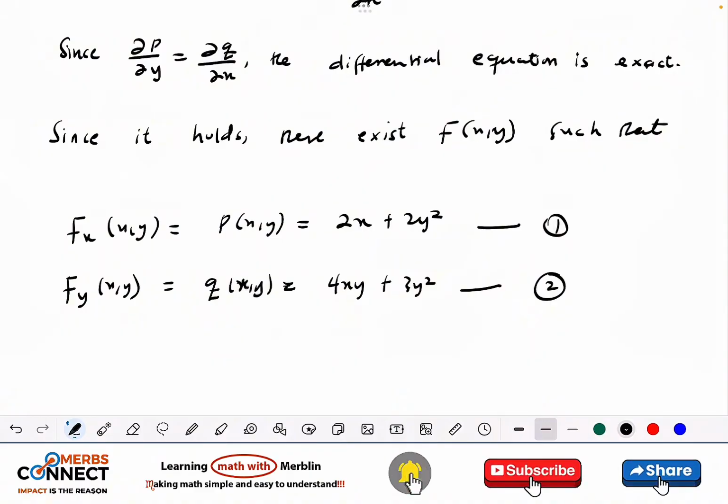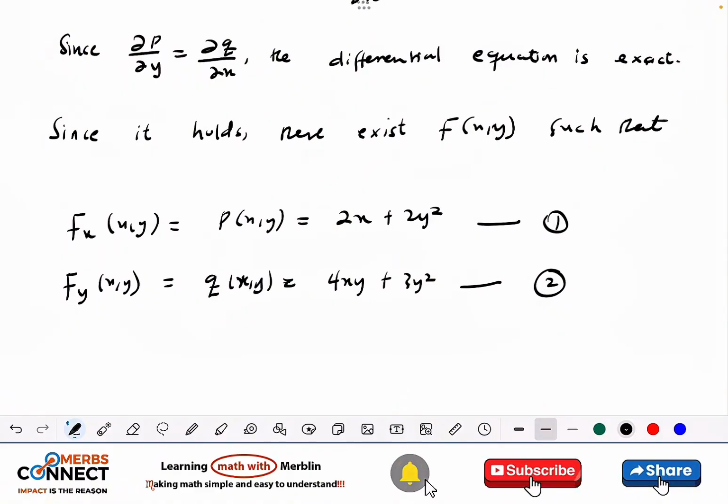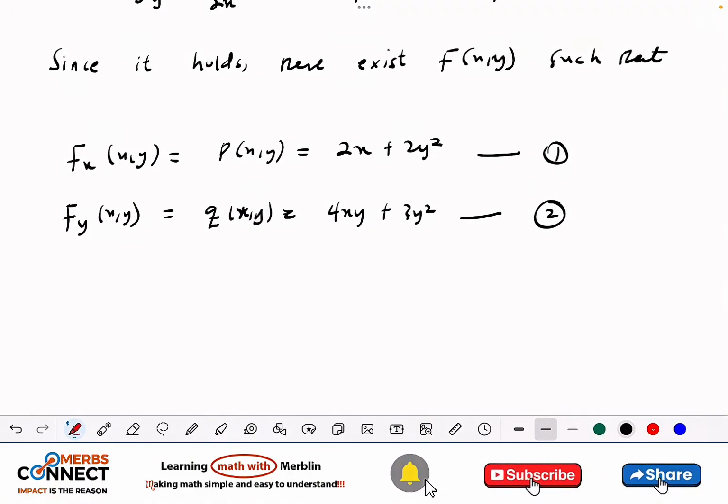So now let's go through the process. It's very simple. It's very, very simple. You can start from equation 2 or equation 1, but you choose it based on how you can integrate fast. Good. So these are all simple integrations. So I'll start from equation 1.